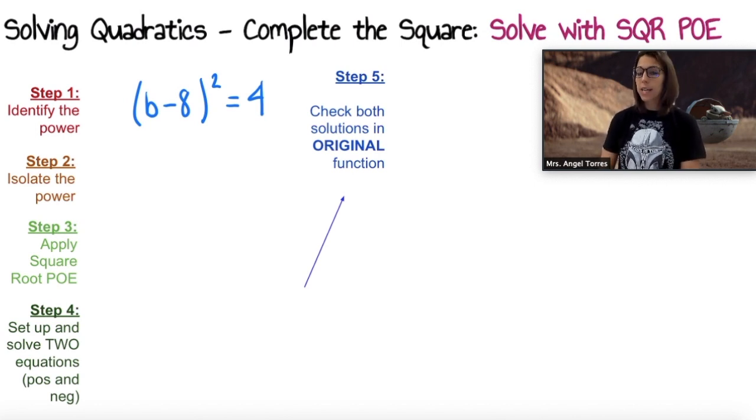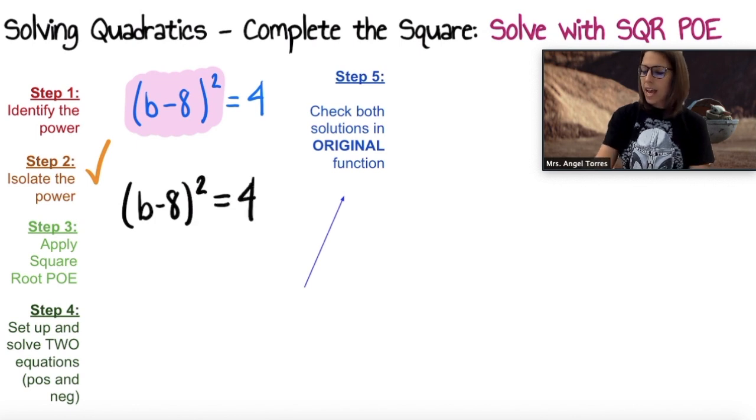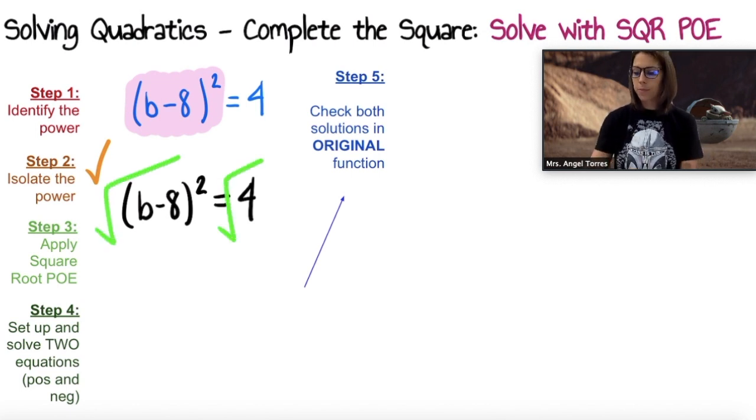So step 1 is to identify the power. In that case, that would be our b minus 8 squared. Step 2 is to isolate the power, and actually this is already isolated, so we don't have to do any type of isolating. So step 3, we're going to take our quadratic, b minus 8 squared equals 4, and take the square root of both sides, aka the square root property of equality.